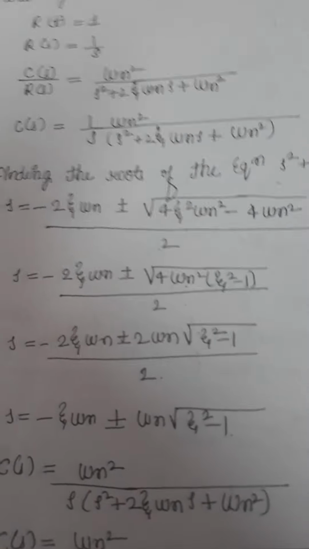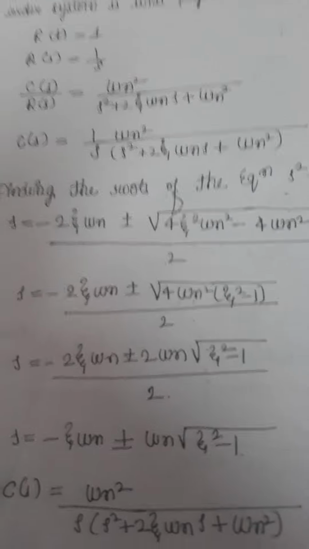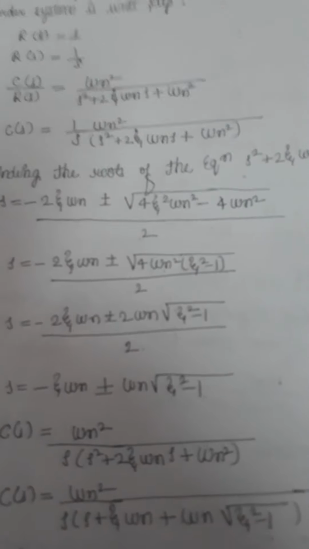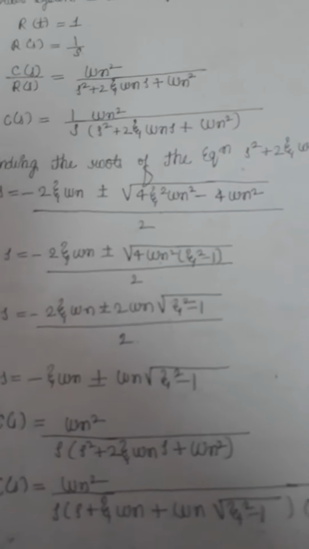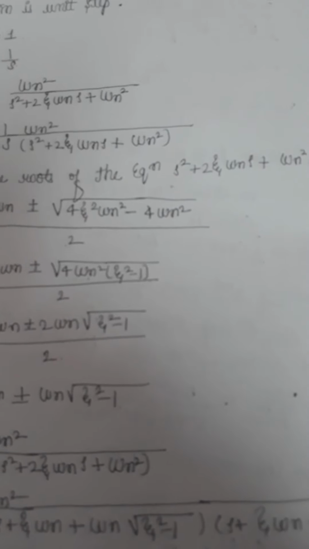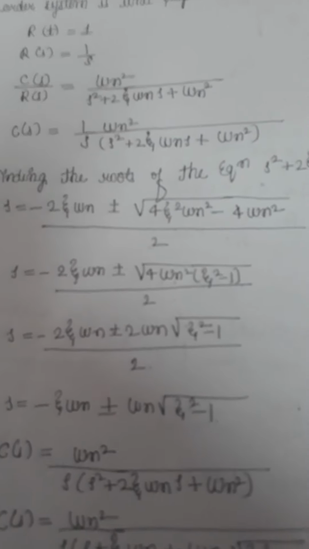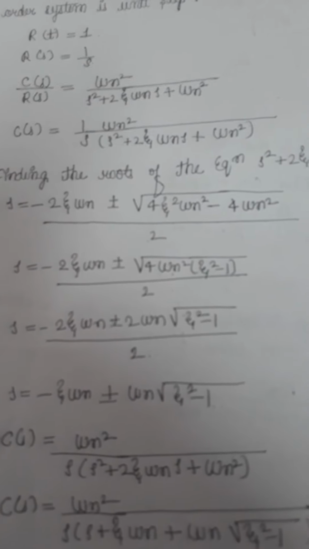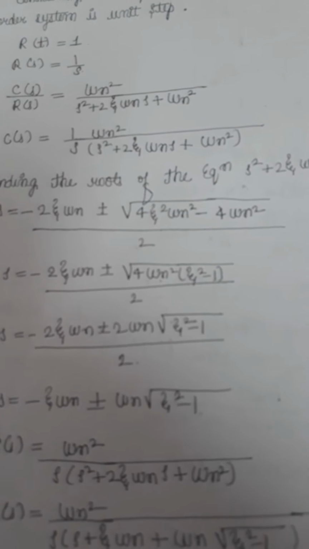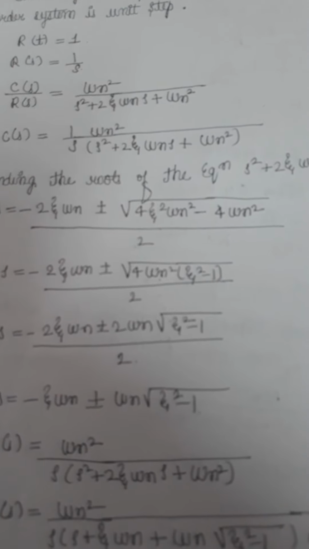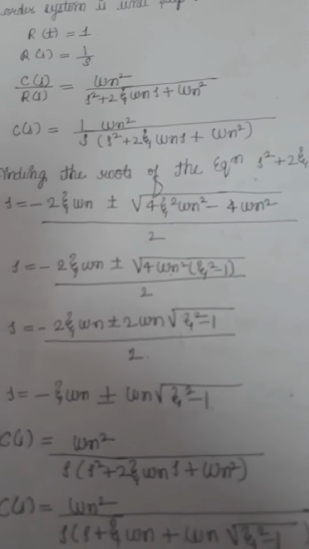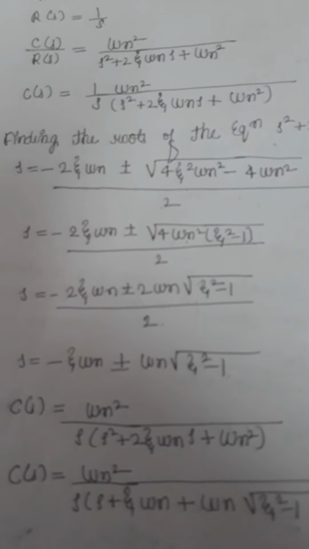So again C(s), you know that R(s) is equal to 1 by s. That R(s) you have taken to the right side, 1 by s into this expression. So again finding the roots of s square plus 2 zeta omega n s plus omega n square equals 0, by using the quadratic equation formula: minus b plus or minus square root of b square minus 4ac divided by 2a.